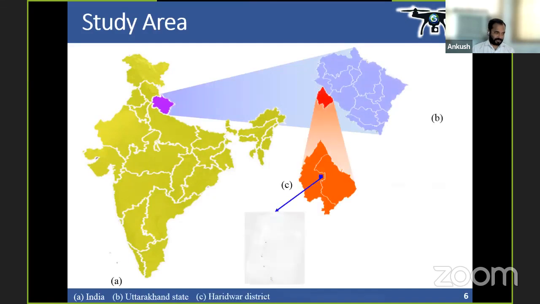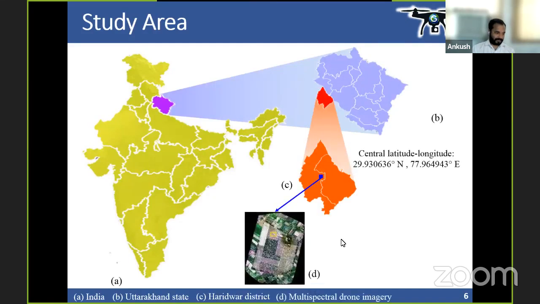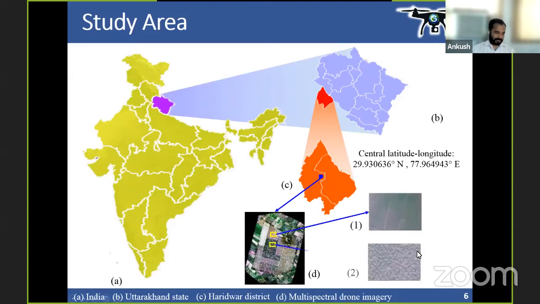So this is our study area. And under the study area, we have three types: two vegetation types, wheat and sugarcane, as shown in the zoomed segments one and two, and the third part is the fallow land.